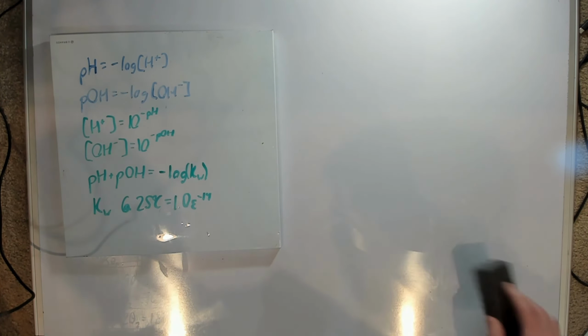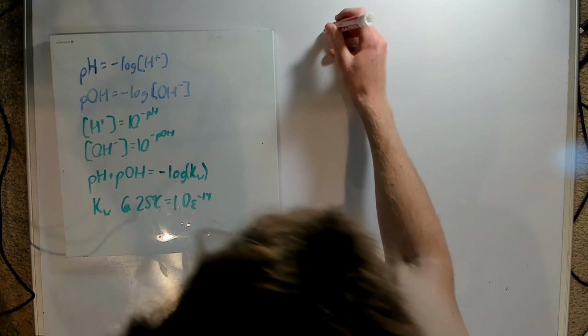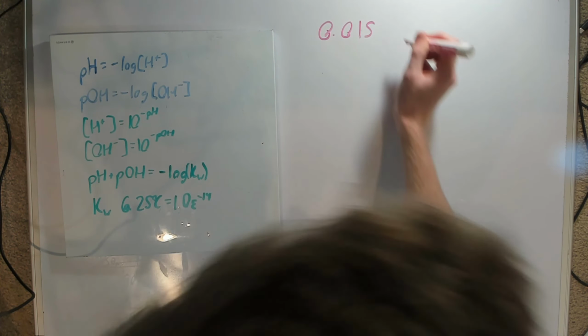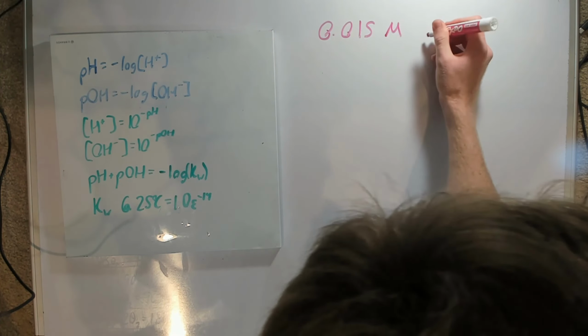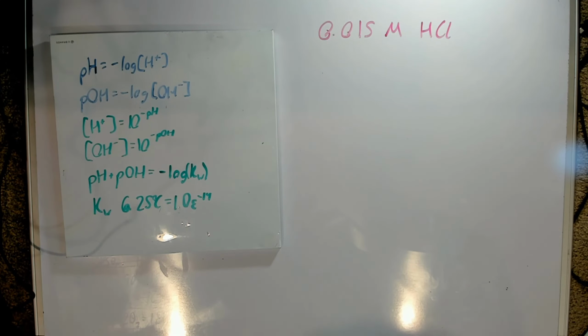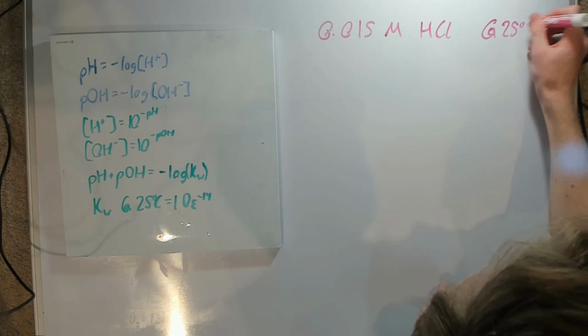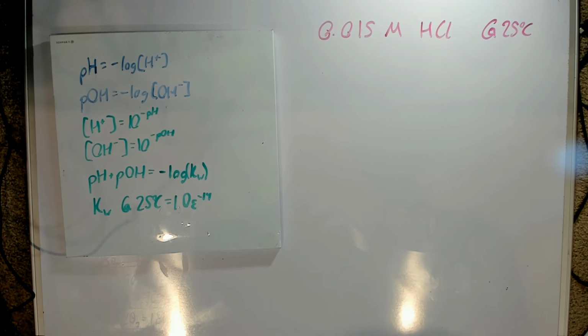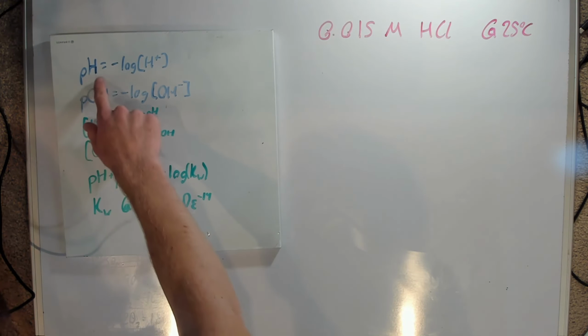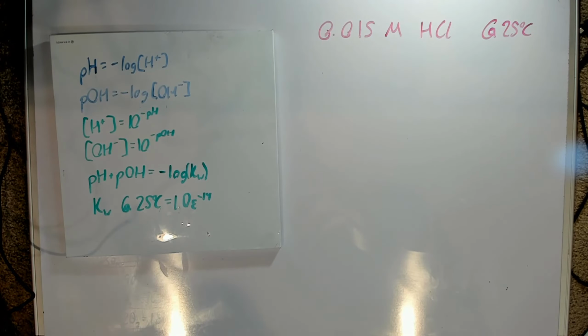Let's say we have a problem that says we have 0.015 molar hydrochloric acid at 25 degrees Celsius. We want to find H plus, OH minus, pH, and pOH of this whole thing. We want to find it of everything.